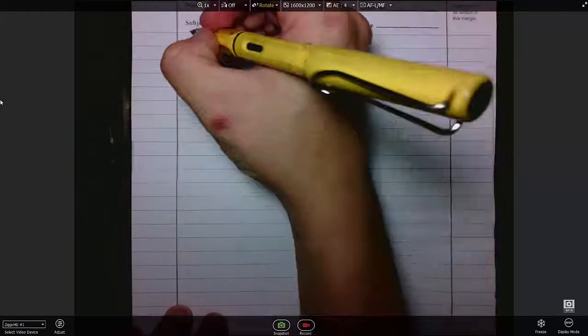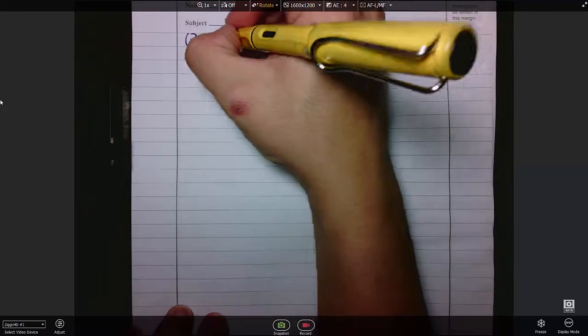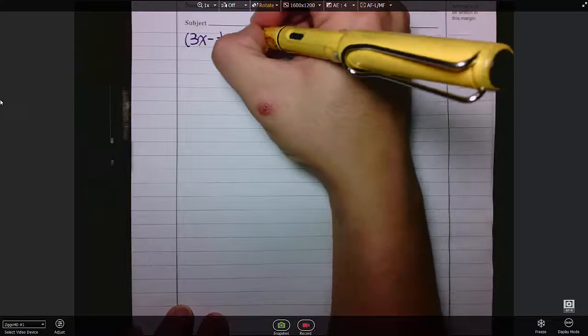Okay, today I'm going to do the corrections for the AMATS Common Test 1 2015, and the first question I'm going to do is question 1, of course. If we have (3x to the power 3x minus 1 over x squared) to the power of 12.